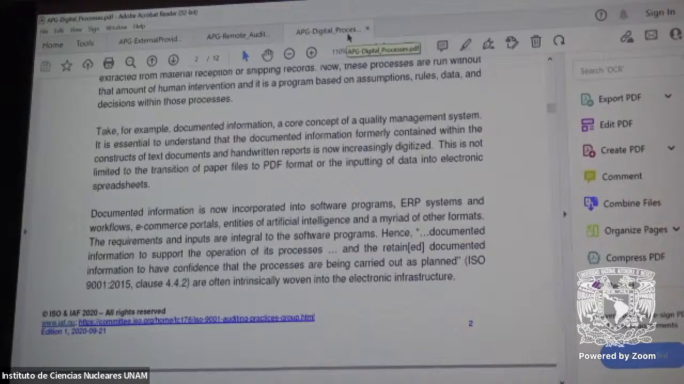Any questions about digital processes? Okay.